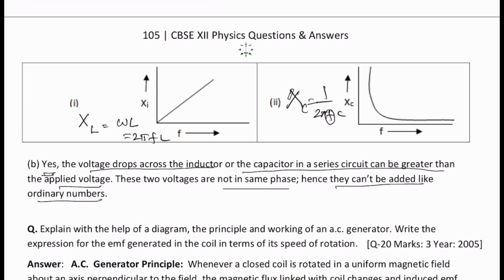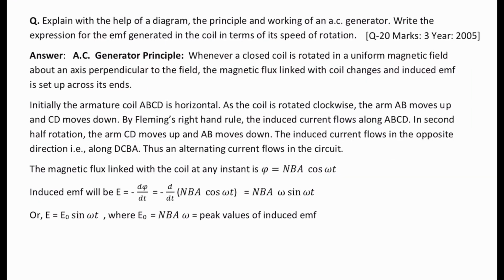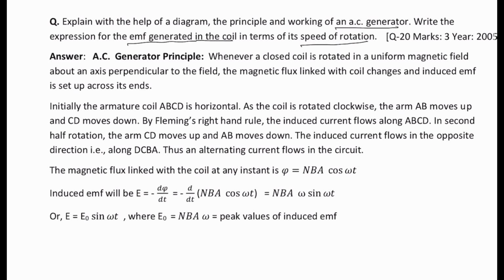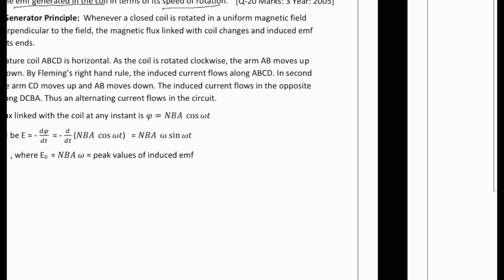Now explain with the help of a diagram the principle of working of an AC generator. We have already explained. Write the expression of EMF generated by a coil in terms of speed and separation. That we have already done. So this actually completes our electromagnetic induction and AC.